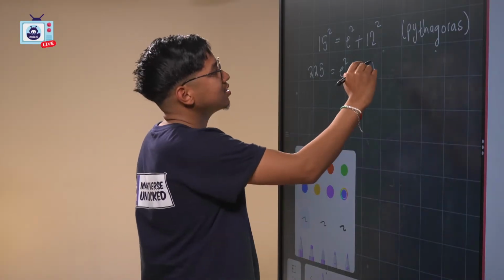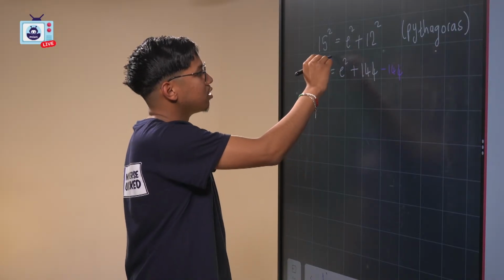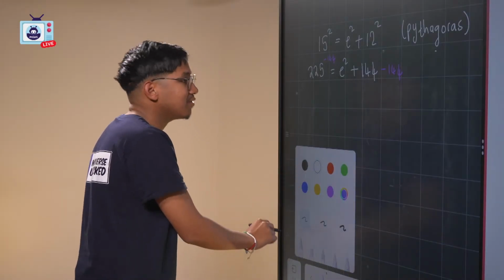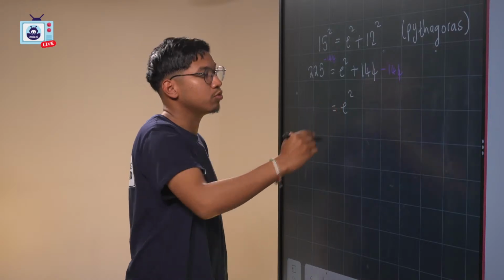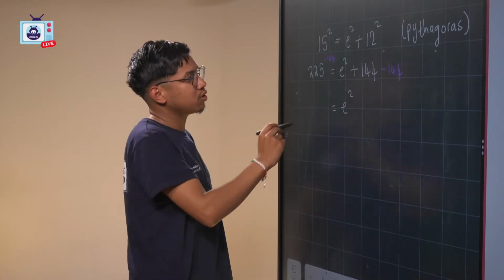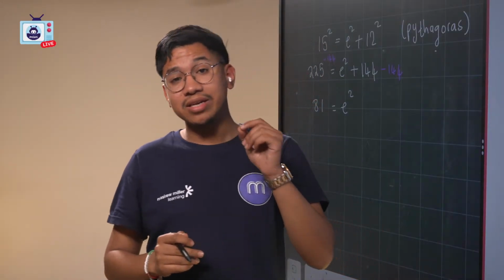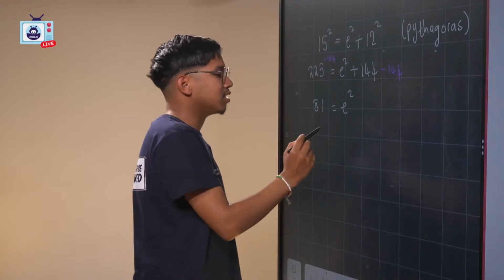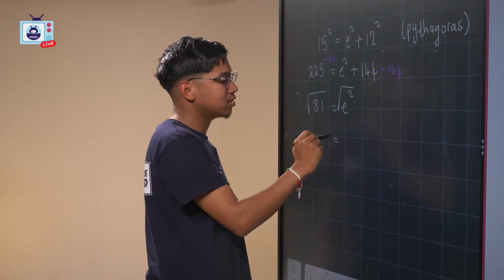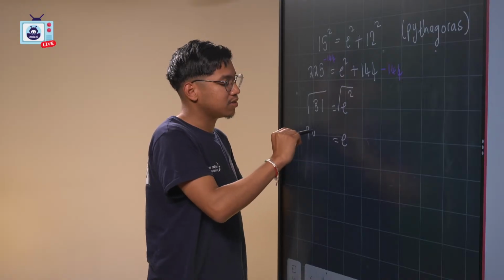So I'm going to subtract 144 on the left-hand side, and I'm also going to subtract 144 on the right-hand side. And after I have subtracted, I am just left with E squared, which is what I'm looking for, right? So 225 minus 144 gives me what? 81. Okay? I'm almost done. I need E, but I have E squared. And to get E on its own, I just square root. And obviously, once I square root E squared, I'm just left with E. The square root of 81 is what? 9. But I give my answer in units.